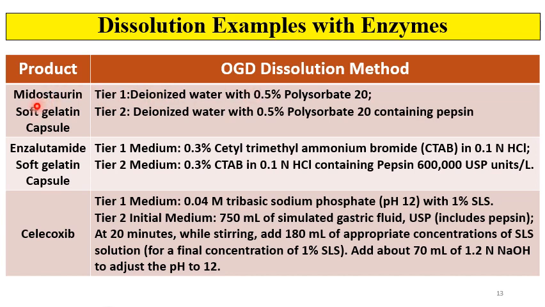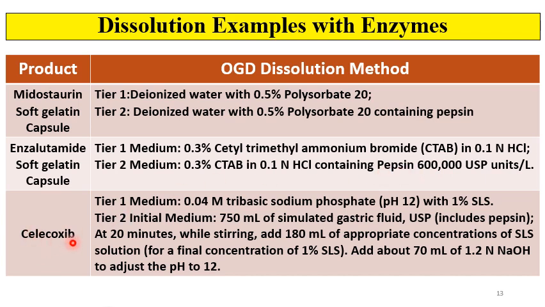So here you can see for midostaurin, the deionized water with 0.5% polysorbate 20 is there, and if cross-linking is there and dissolution fails, then the tier 2 medium will be deionized water with 0.5% polysorbate 20 containing pepsin. Similarly, for enzalutamide soft gelatin capsules, the medium contains CTAB as a surfactant in 0.1 normal HCl, and in tier 2 it will contain the same amount of the surfactant with 600,000 USP units of pepsin.